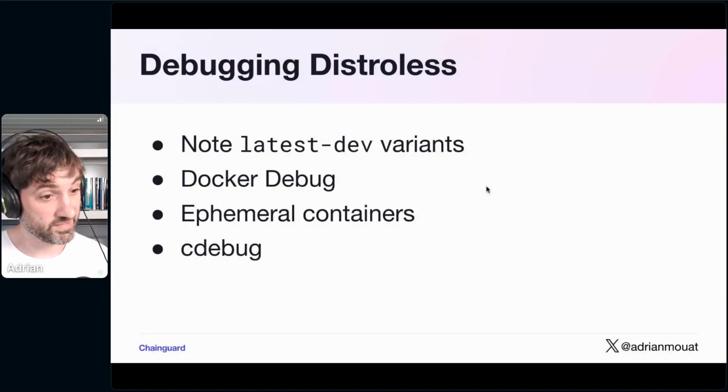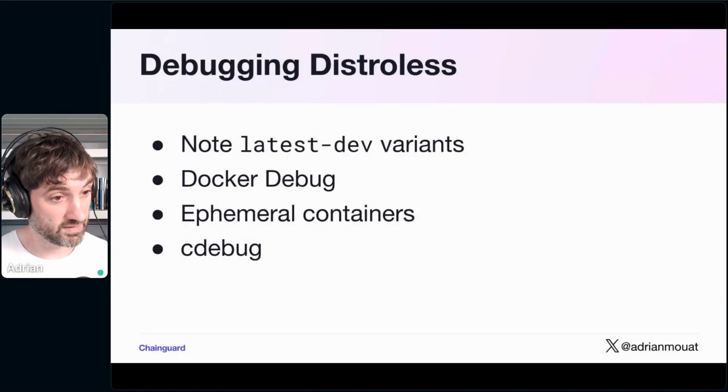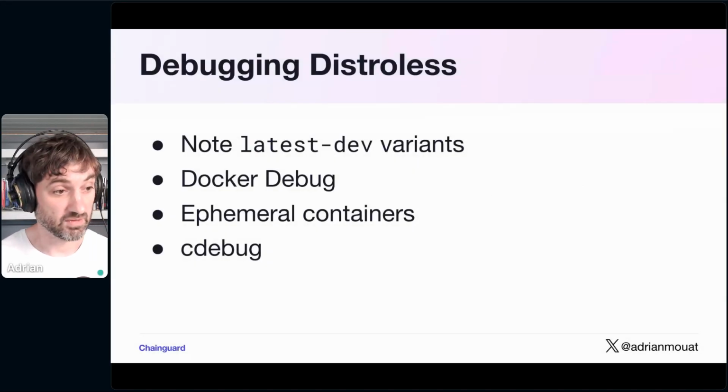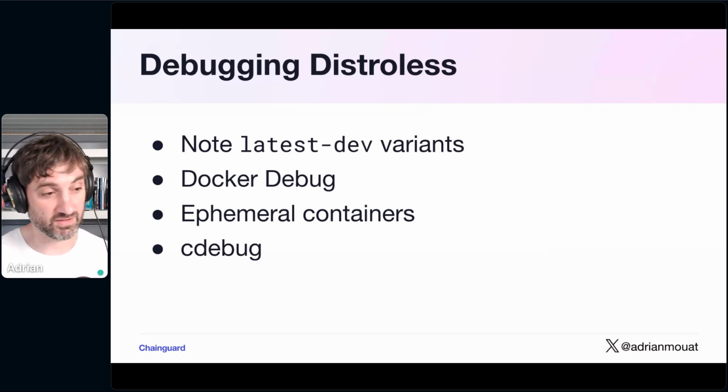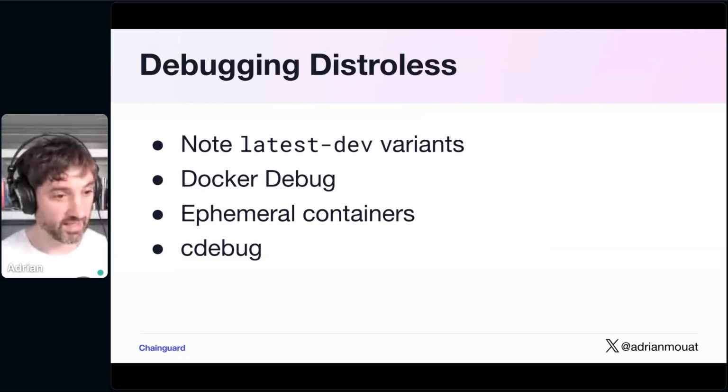Oh yeah, first thing I should have said was there are latest-dev variants. So if you're having trouble debugging something, you can just change to the latest-dev variant of one of our images, and that will give you a shell and package manager, and you can just debug with docker exec or whatever. If not, try Docker Debug. If you're on Kubernetes or you don't have Docker Debug, either try cdebug or kubectl debug.